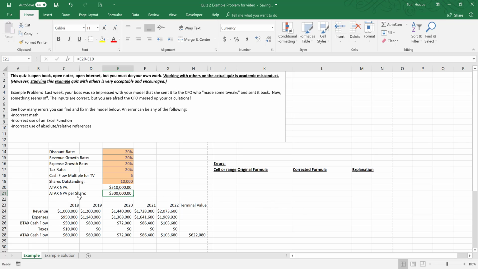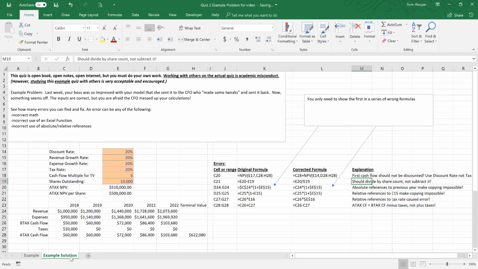Next, if you look at the calculation of NPV per share, that should be the total NPV divided by the shares outstanding, not subtracted. So let's jump over here to the solutions and talk through why each one is wrong. Okay, so we talked about the NPV. The first cash flow should not be discounted, and we should use the discount rate.